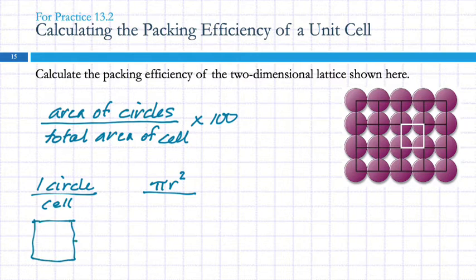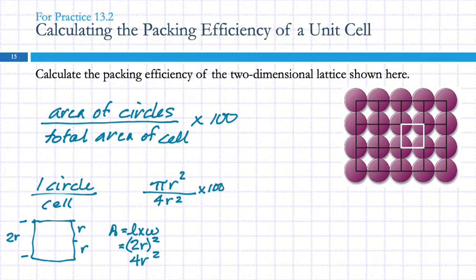Yeah, so each side, this is r and r. So the side length is 2r, and area is equal to length times width. So 2r squared, or 4r squared. So this is the area of the circles that are within that cell. The total area of the cell is 4 pi r squared. And then multiply by 100 to get a percentage.